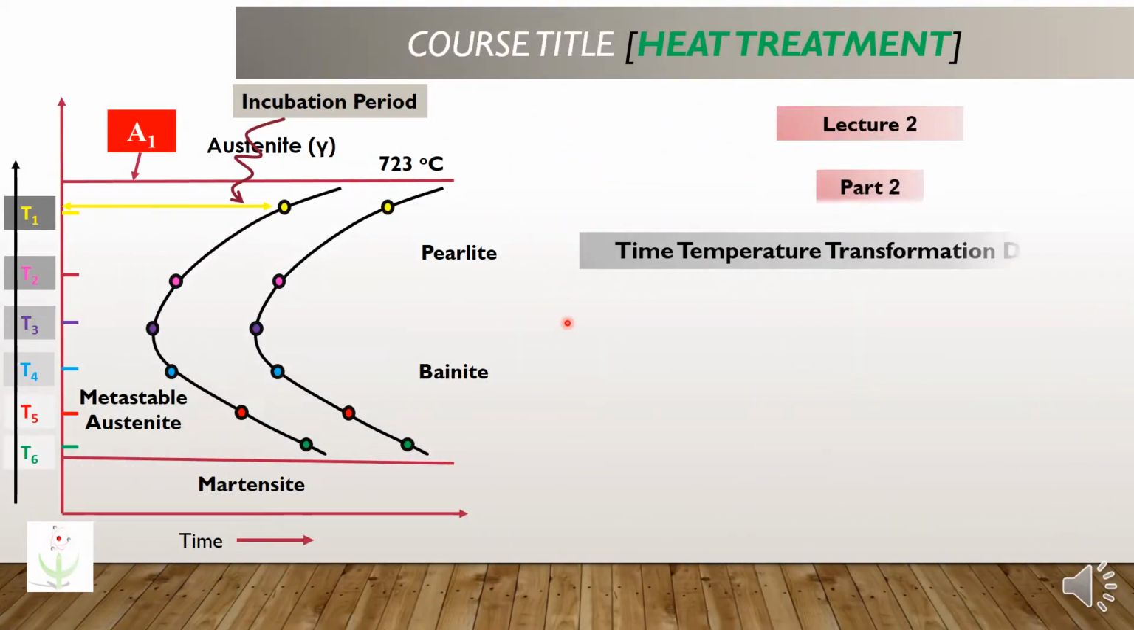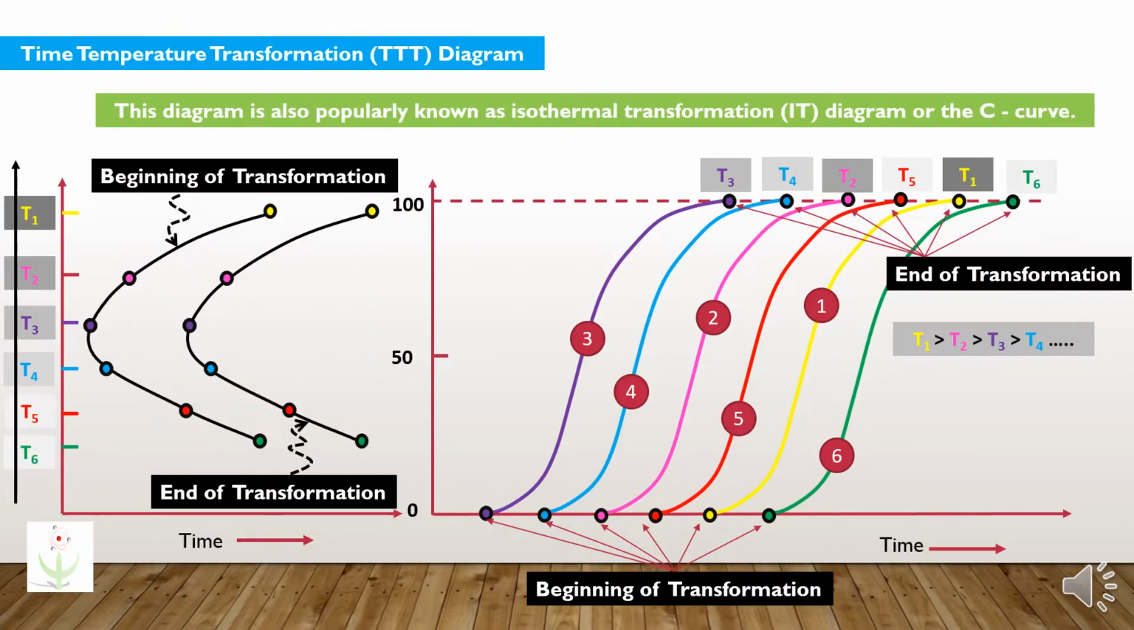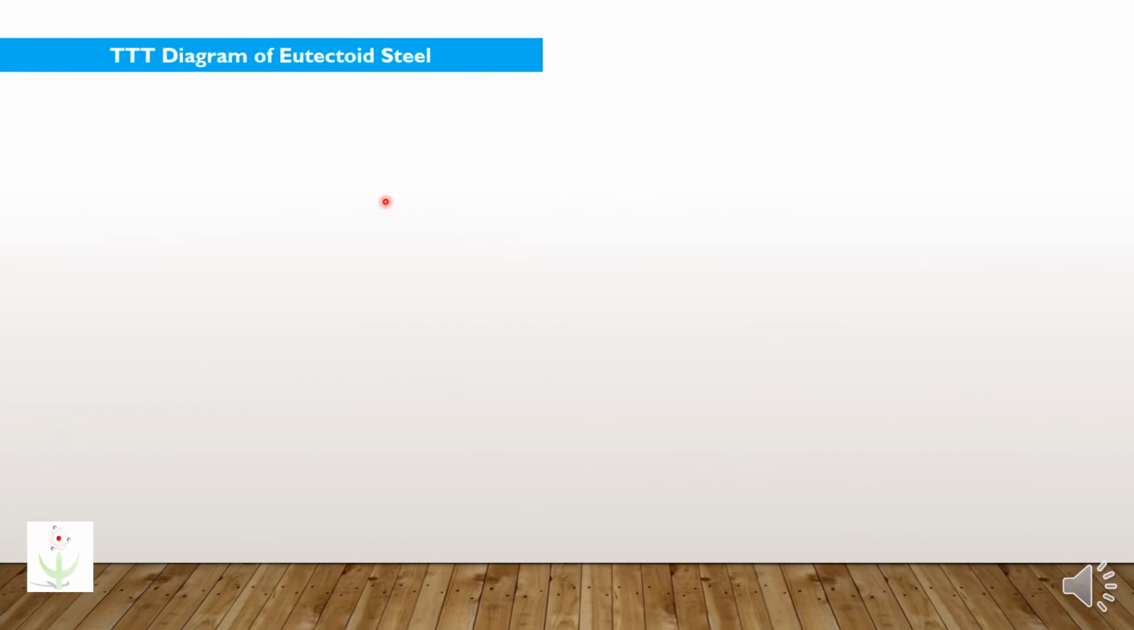This is part 2 of lecture 2, the time temperature transformation diagram. Previously we have seen how the series of isothermal transformation curves of eutectoid steel drawn at different temperatures extended into the time temperature transformation diagram. So friends, let's start our discussion from the time temperature transformation diagram of eutectoid steel.